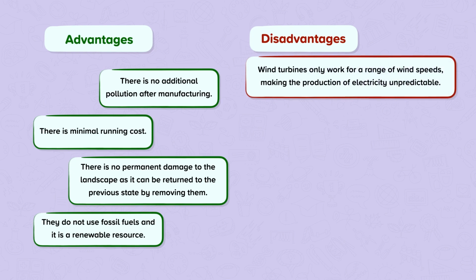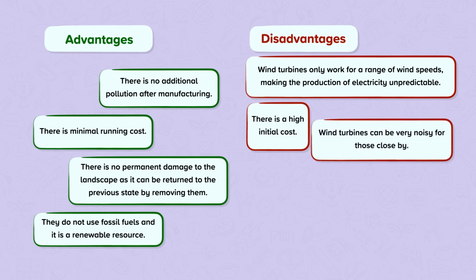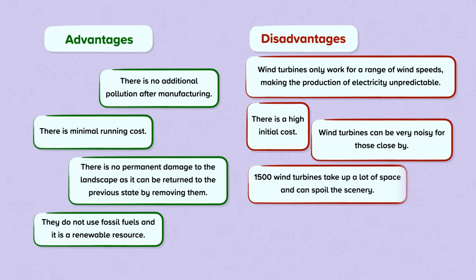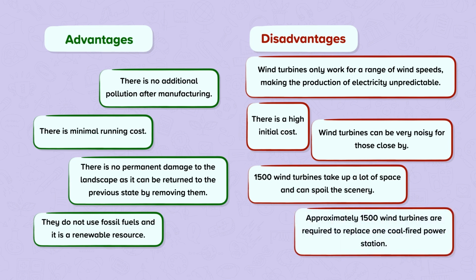Disadvantages include wind turbines only work for a range of wind speeds, making the production of electricity unpredictable. There is a high initial cost. Wind turbines can be very noisy for those close by. Wind turbines take up a lot of space and can spoil the scenery. And approximately 1,500 wind turbines are required to replace one coal-fired power station.